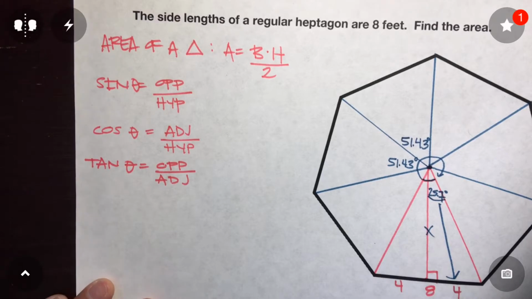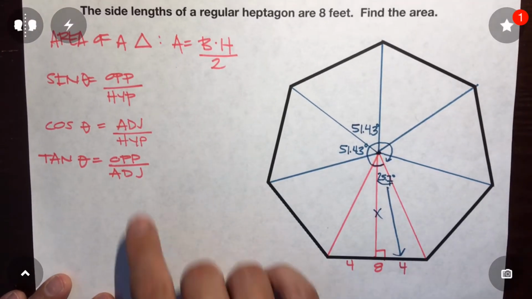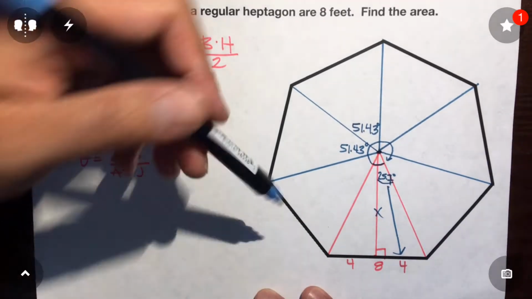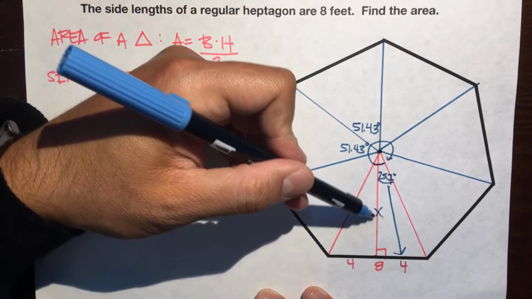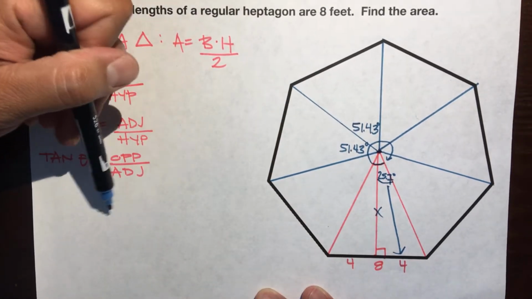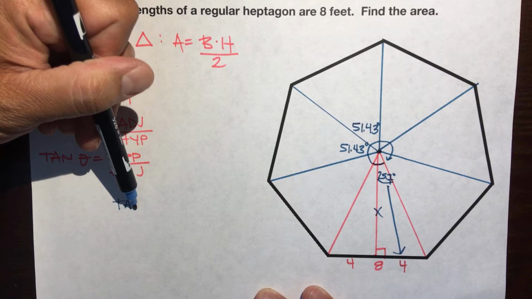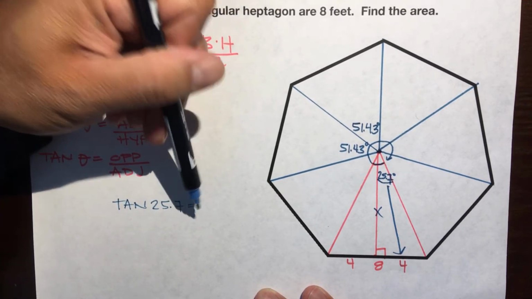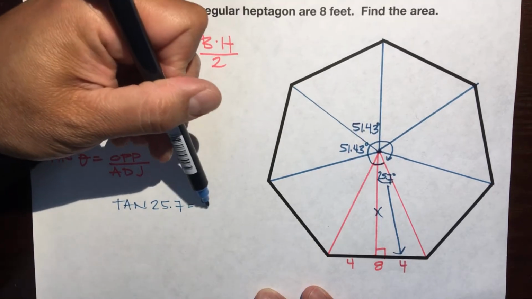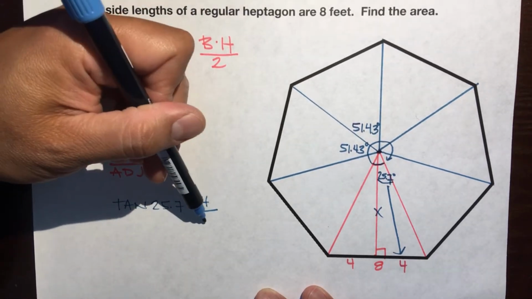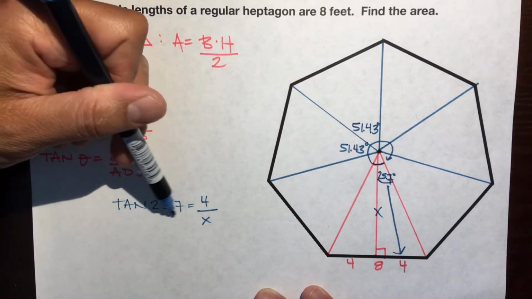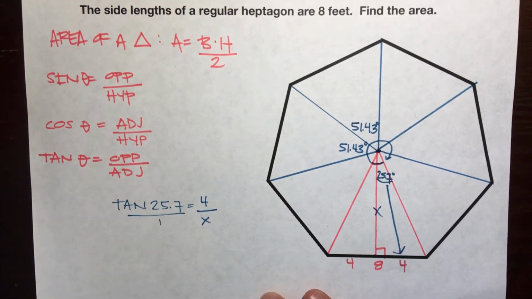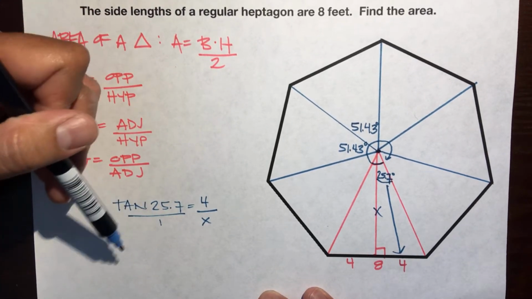So what are we going to use over here? We have opposite, we have adjacent, so we're going to use tangent. Let's set that up because we want to figure out what that height is. So we're going to write the tangent of 25.7 is equal to the opposite, which is 4, over its adjacent x, and we're going to put a 1 right under, and we're going to cross multiply.